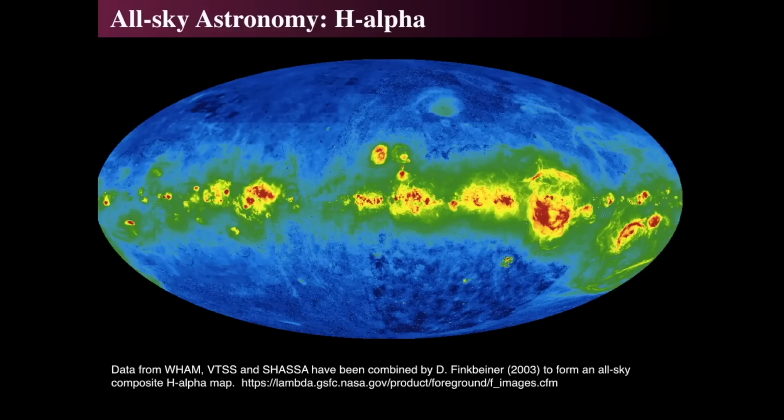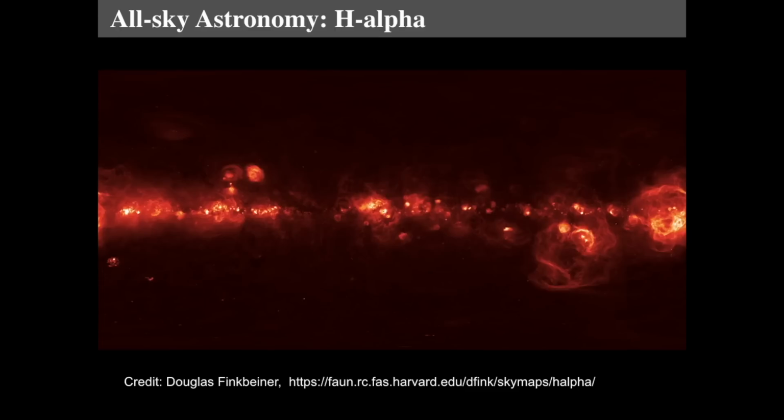In any event, H alpha is a result of star-forming regions and hot ionized gas, and this is, of course, from Finkbeiner, who's worked with large numbers of surveys of the H alpha. There are three different sets that we're talking about: WHAM, VTSS, and SHASSA, which were massive H alpha surveys from the ground. All right, this is another view of that, just looking at the center of the image.